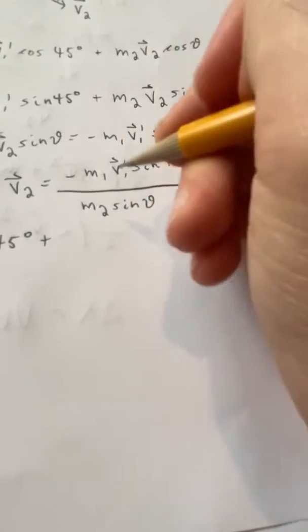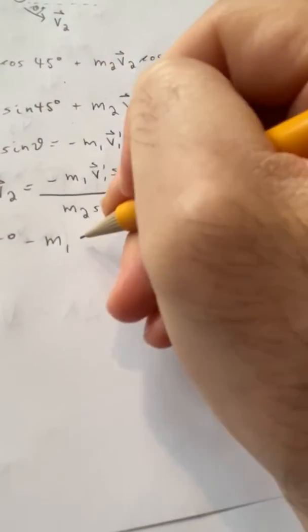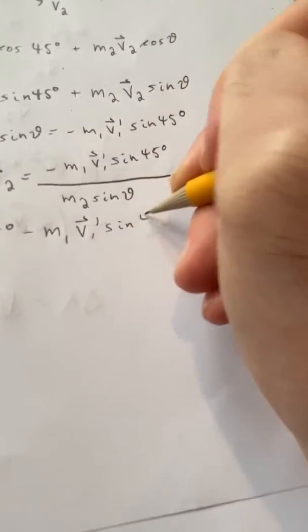So everything else shakes out. So we have plus, now we can change this to a minus because we have that minus m1. So this is going to be minus m1 v1 prime sine 45 times the cotangent of theta. So now we've reduced it to a state where the only thing that we don't know is this value here, cotangent of theta. But there is a way to work around that.